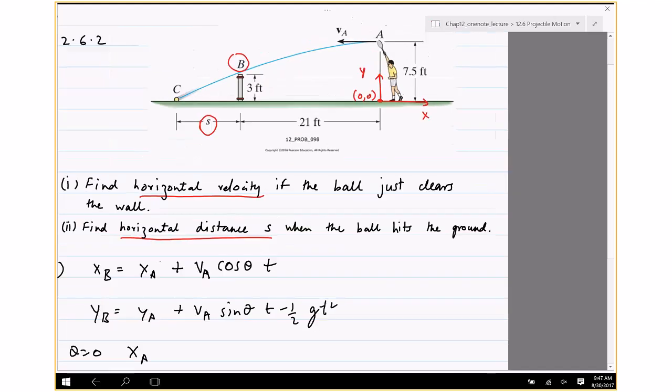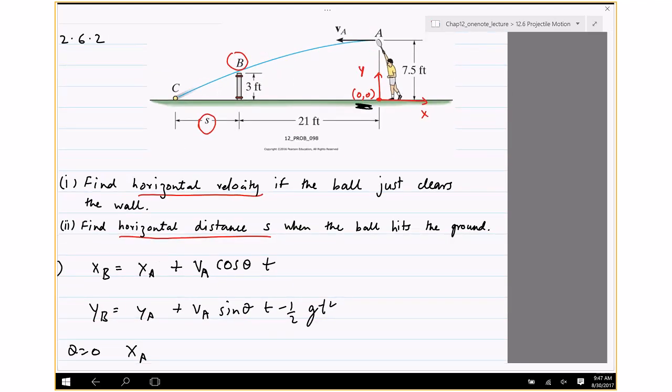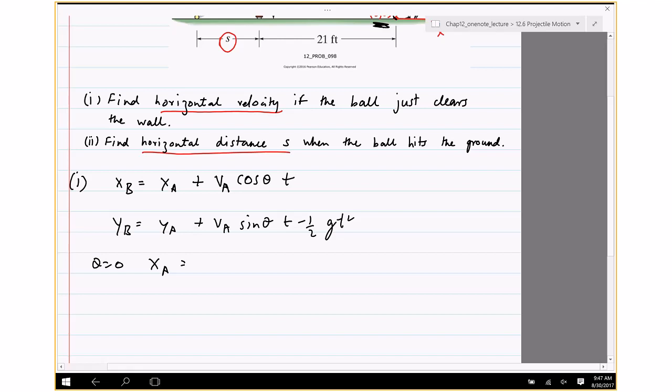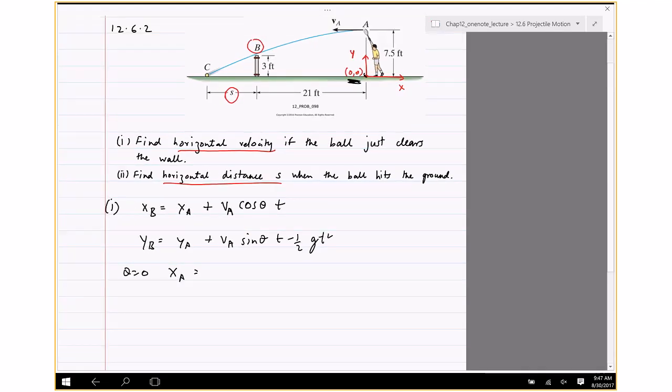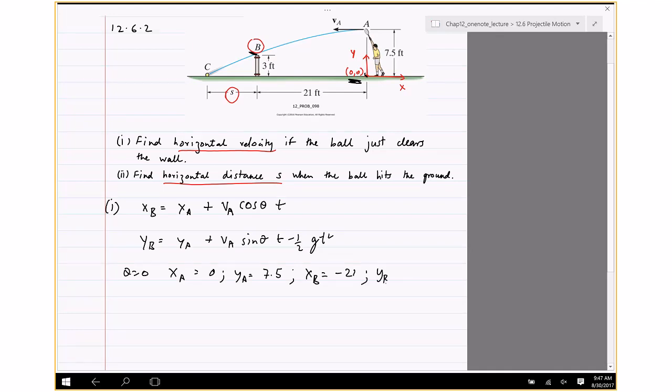I need to fix a coordinate frame. So here I've already drawn the coordinate frame. Its origin (0, 0) is just this point. So xA is the position of A along the x-axis, and that's clearly 0. yA is the position along the y-axis, and that's 7.5 feet. xB is this point here, B. What's xB? Negative 21. The key is it's negative because it's along the negative x-axis. And then yB is 3.